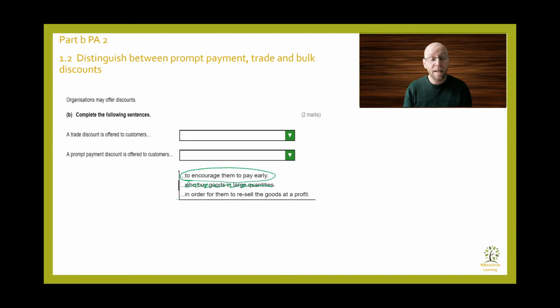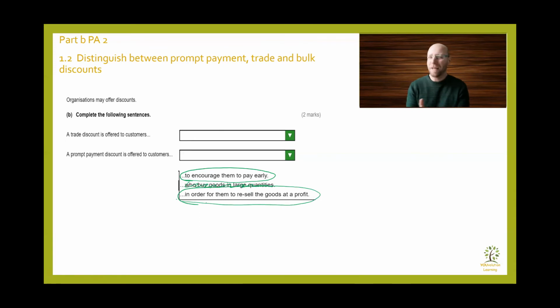We've eliminated the second option, which is who buys goods in large quantities, because that describes the bulk discounts. So that only leaves us with the final one, which is in order for them to resell the goods at a profit. So that's what we select for trade discount. When we offer trade discount to customers, that means it's allowing them to be able to sell their goods at a higher profit. So the third option is what we would use for trade discount.